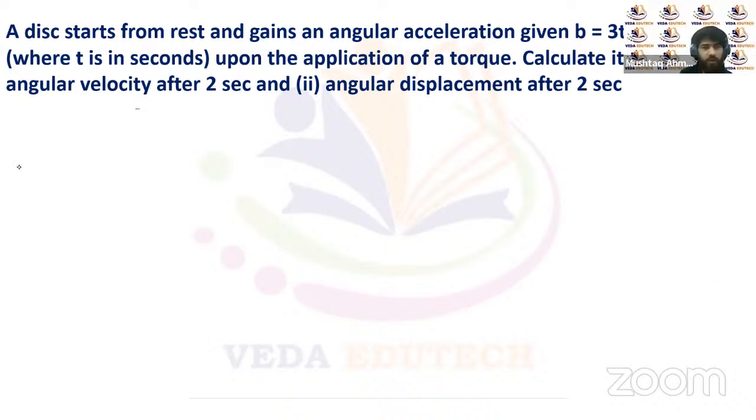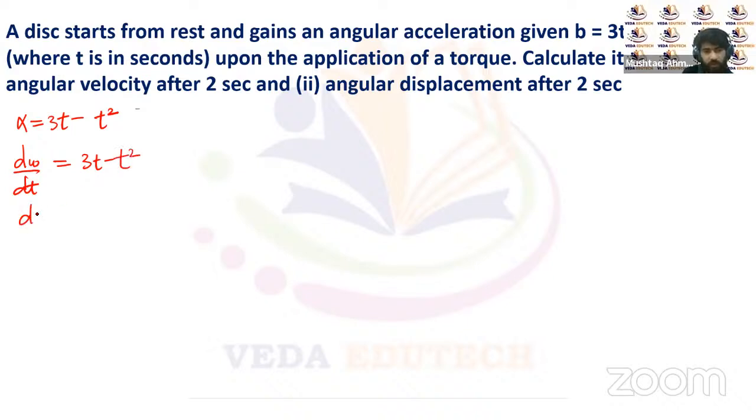Now, alpha, the angular acceleration for this question, is given as 3t minus t square. That's the angular acceleration, alpha. We have to calculate angular velocity after 2 seconds. We can write this alpha as d omega over dt. That will be equal to 3t minus t square.